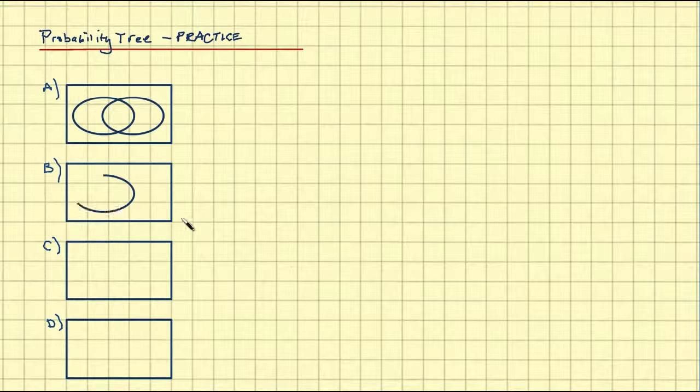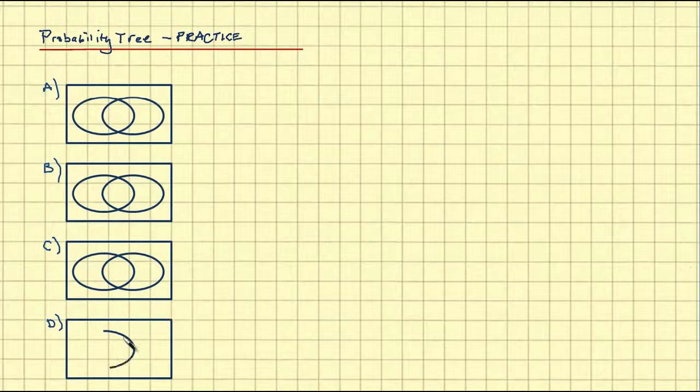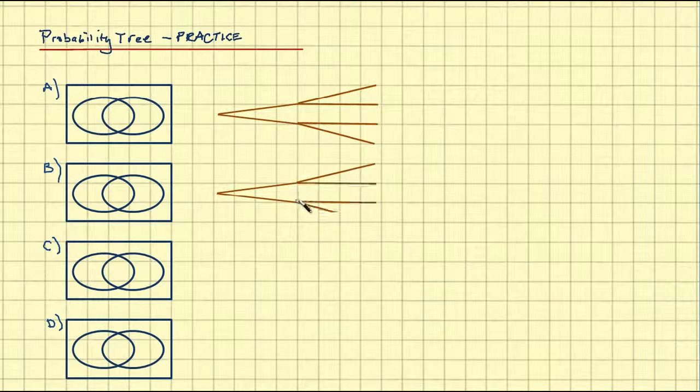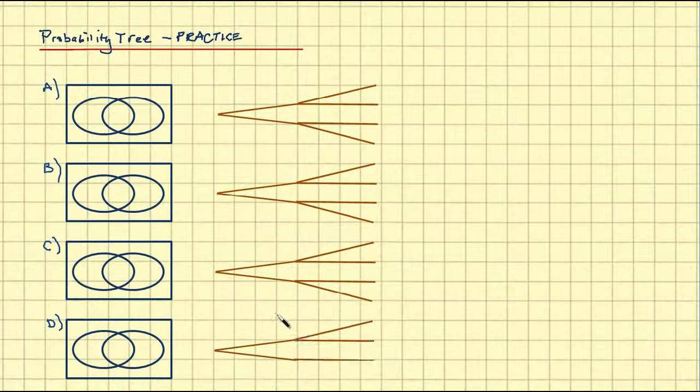So if you want to pause the video and follow along with this video, pause it at this stage, draw your Venn diagrams, and then what we're going to do next is draw a probability tree. So each one of these will get a probability tree diagram representing two events and branching as tree diagrams do. Okay, now we're going to fill in some numbers.